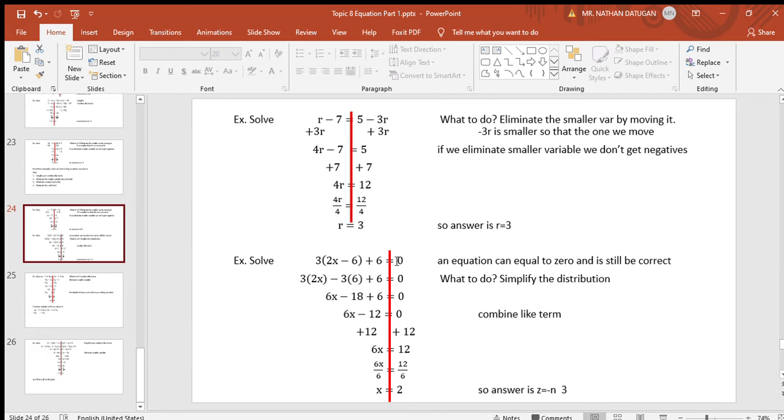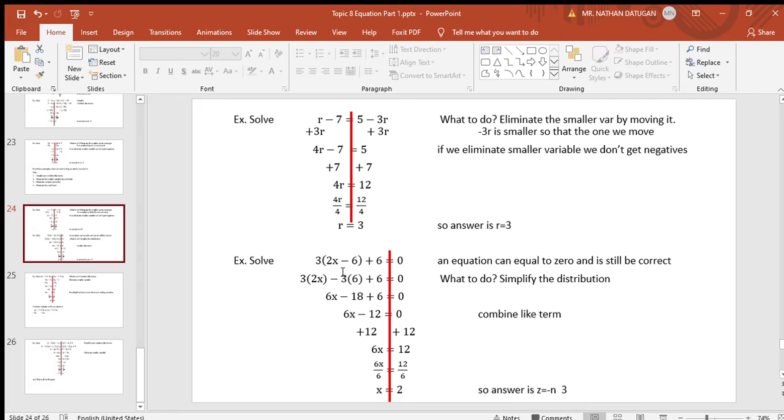Some people stop right here. You can still go on even though your equation is 0, okay? Because right now our x is not by itself, so just because it's equal to 0 doesn't mean we stop. The only time we stop is when x is by itself. And we'll see that later on in the next example.